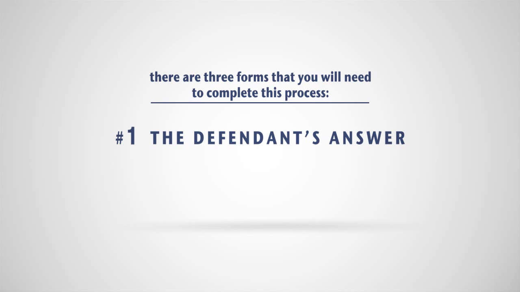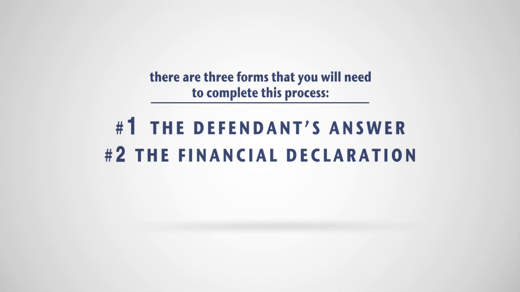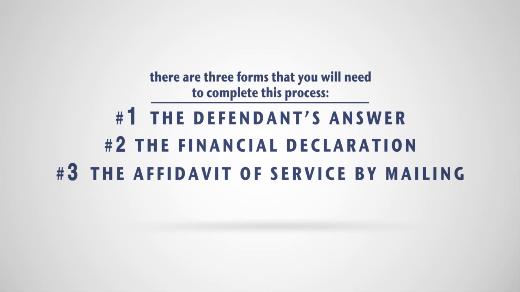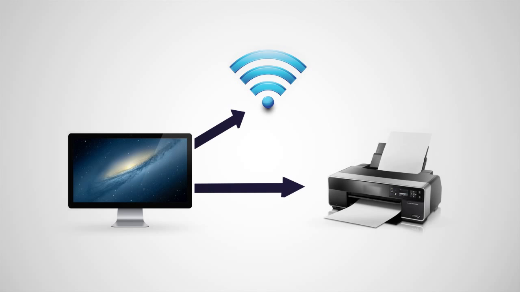There are 3 forms that you will need to complete this process: the defendant's answer, financial declaration, and the affidavit of service by mailing. In a moment, I'm going to show you a website that will ask you a series of interview questions to help you easily and accurately fill out these forms. To complete the forms, you will need a computer with internet access and a printer. If you do not have access to a computer at home, computers are available at public libraries.